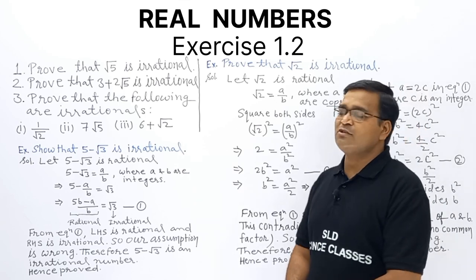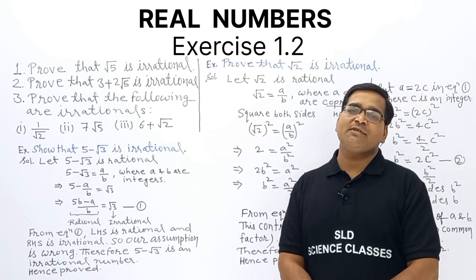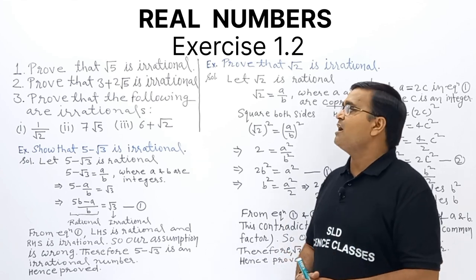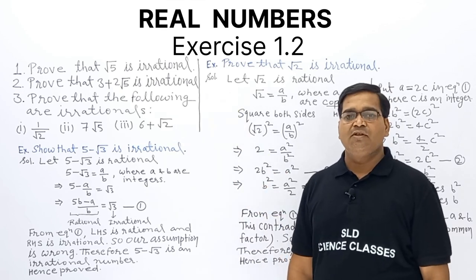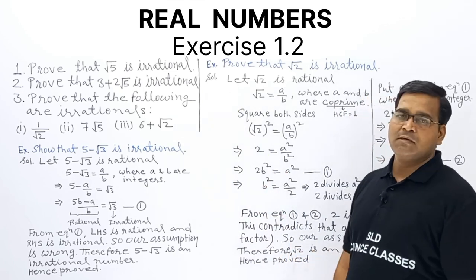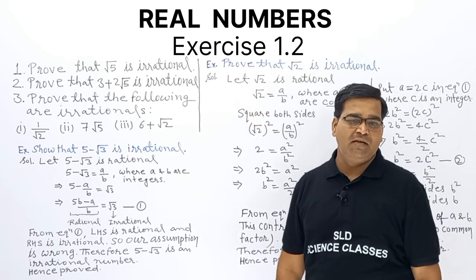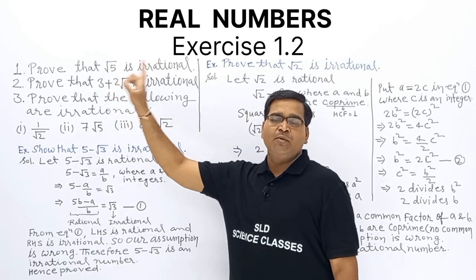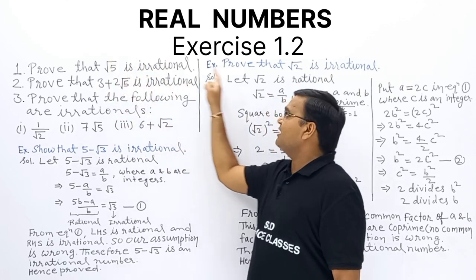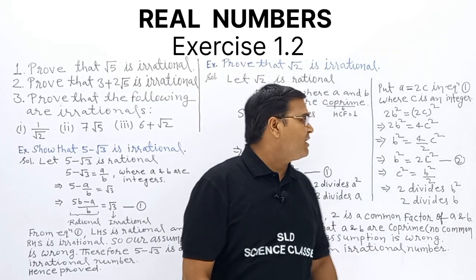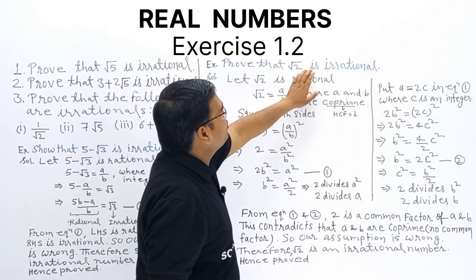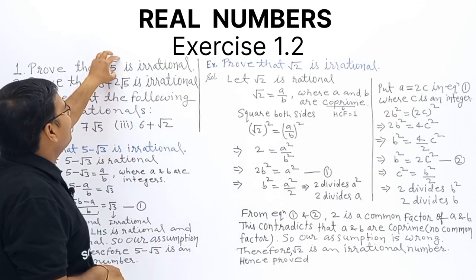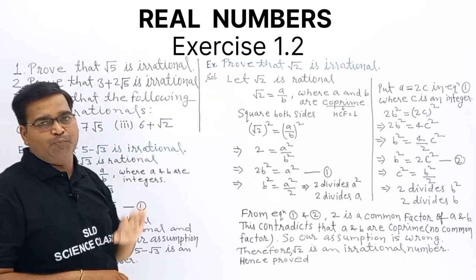For understanding of this question, first I am solving some examples of this exercise. Then we will get some idea, and then I will discuss question number 1. I have one similar example, and I will discuss this before question number 1. The example is: prove that root 2 is irrational. Once we know this example well, then automatically we can solve this one. So this process is important.